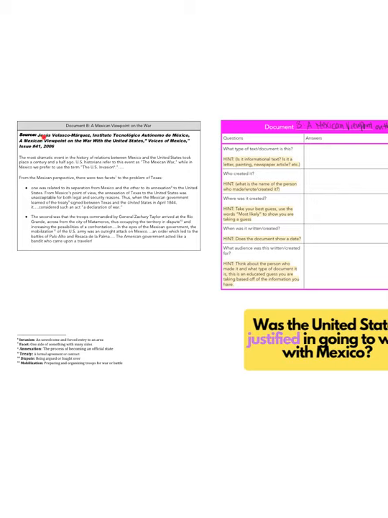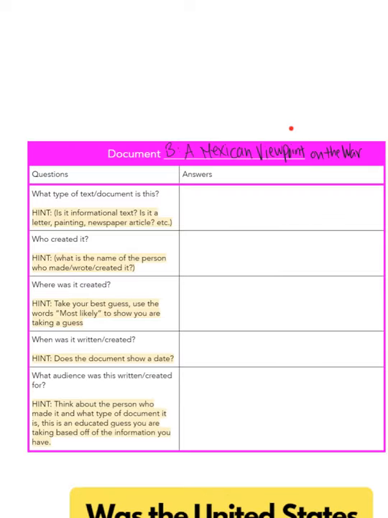Source: Jesús Velasco Márquez, Instituto Tecnológico Autónomo de México, A Mexican Viewpoint on the War with the United States. Voices of Mexico, issue number 41, 2006. Now let's look at the sourcing table. The first question asks what type of document this is. I can find that information in the title and in the source. This is the Mexican Viewpoint on the War. So I'll be looking for how Mexicans viewed the events of the war.